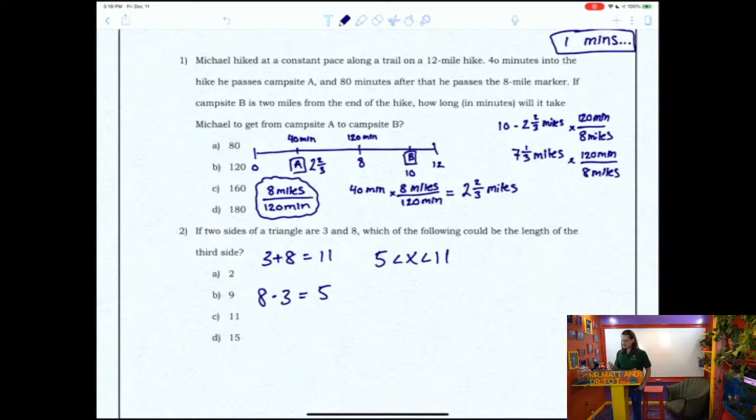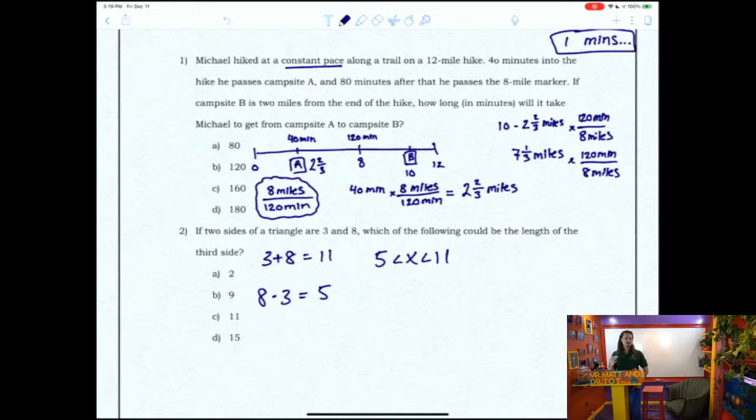After 40 minutes, it says 80 minutes after that, he passes the 8-mile marker. So in 40 plus 80 minutes, which would be 120 minutes, he goes 8 miles. So we can ascertain from that point what rate he's hiking at. It took him 120 minutes to go 8 miles, and that's the rate you're going to be using for this problem, because it says that he hiked at a constant pace.